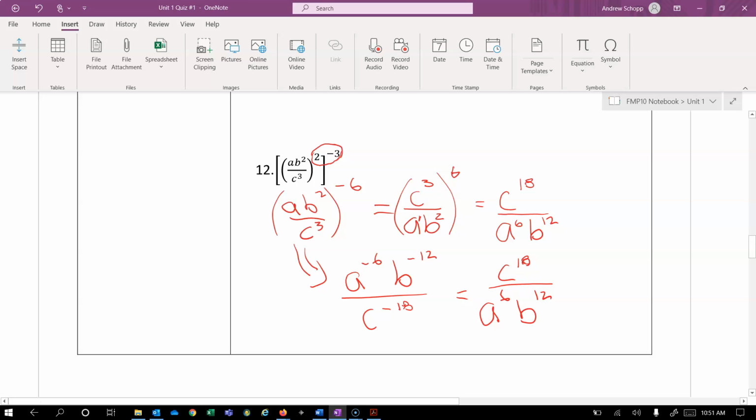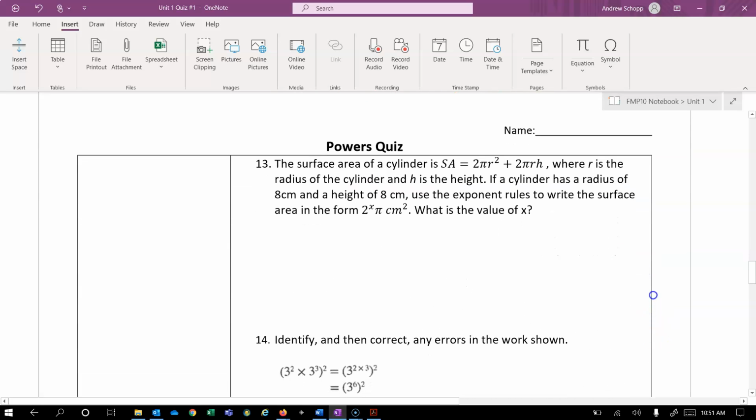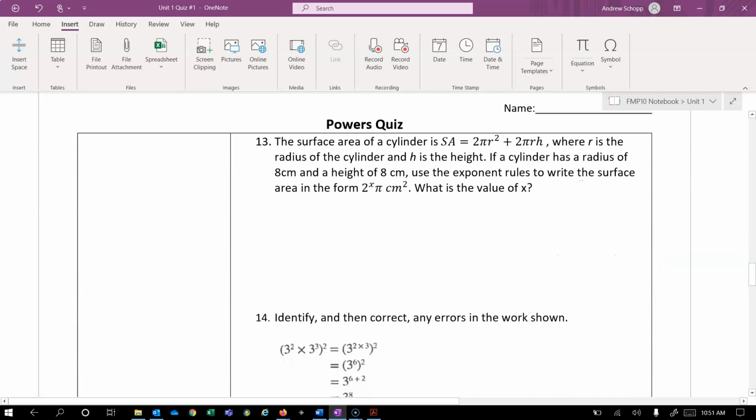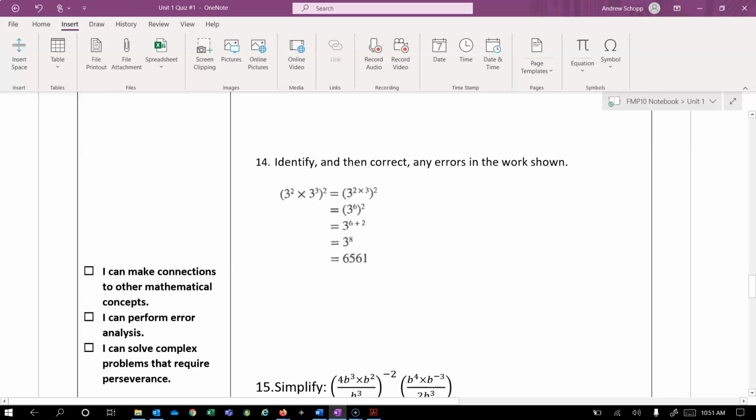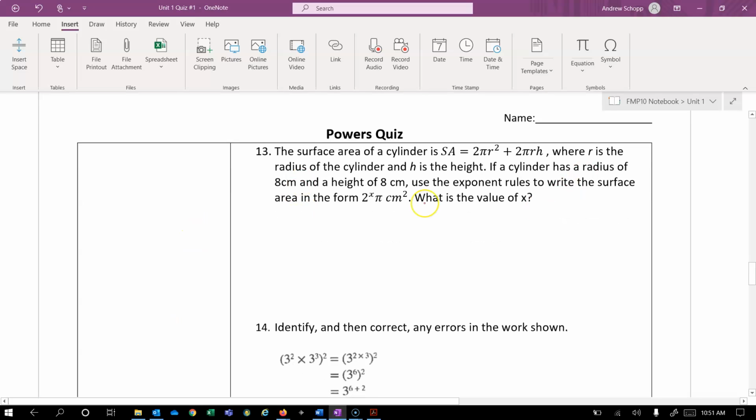So those were all your B range questions. And if you survived those and you persevered, carried on, and you worked through the A range questions as best you could, you would have run into number 13. This question here will hopefully let me check off the box I can make connections to other mathematical concepts. So this is a powers question, but it's within a geometry type question.